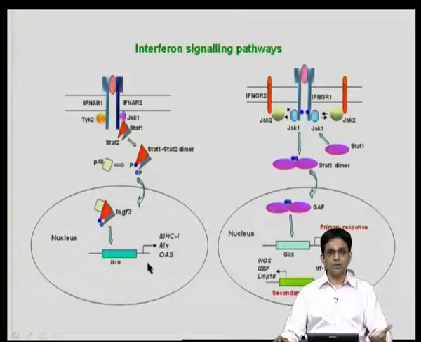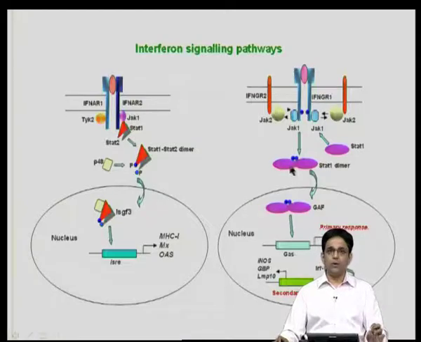The ones shown over here are the MX GTPases, MHC class 1, and the oligoadenylate synthase, which is important in antiviral responses. Okay. So, it is very important that you understand the way interferons function. It is mainly via transcriptional regulation, the transcription of different genes involved in the response, and this functions through the JAK-STAT pathway.